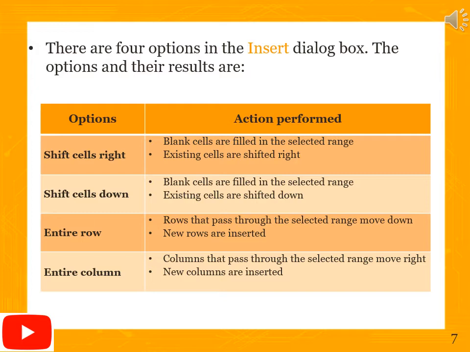There are 4 options in the insert dialog box. The options and their results are: shift cell right, blank cells are filled in the selected range, existing cells are shifted right. Shift cell down, blank cells are shifted in the selected range and existing cells are shifting down. This is what we have used right now. Entire row, rows that pass through the selected range move down, new rows are inserted. Entire column, columns that pass through the selected range move right, new columns are inserted.